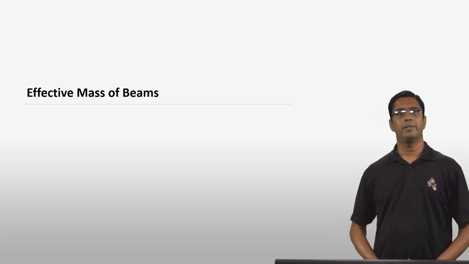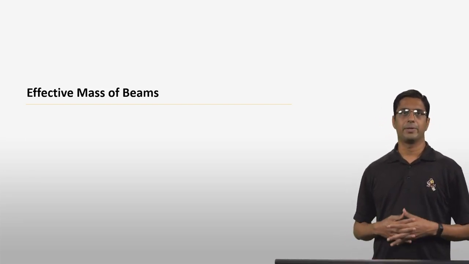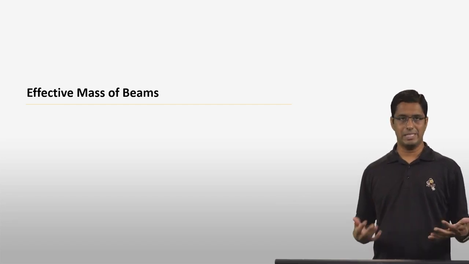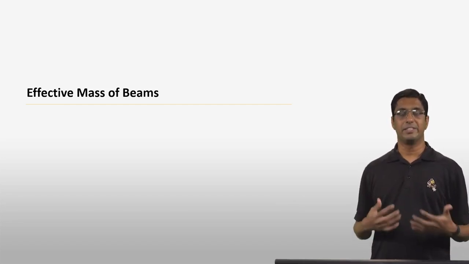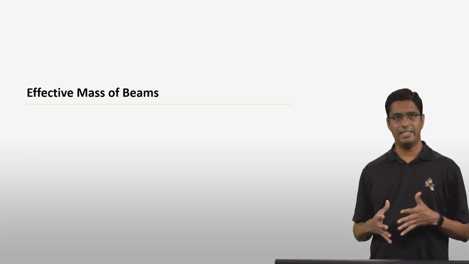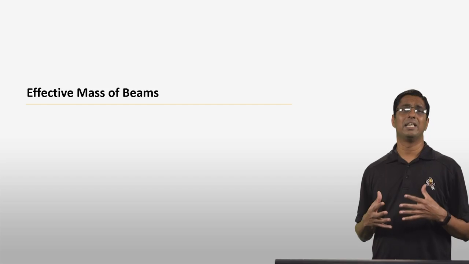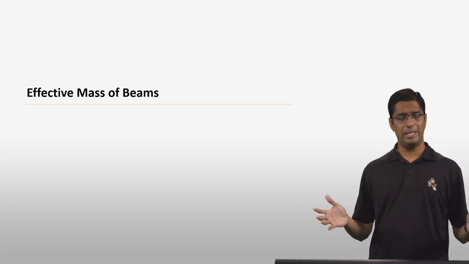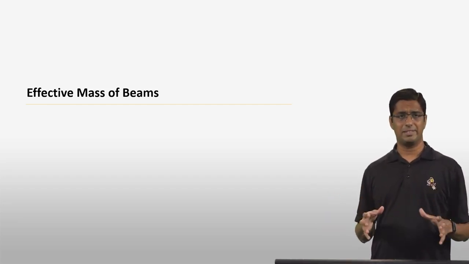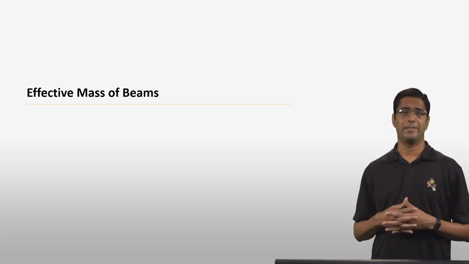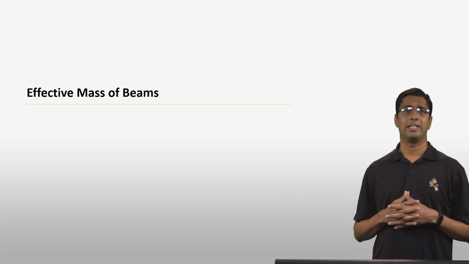Hello, welcome everyone. In today's lecture, we are going to look at a new concept again, which is called the effective mass of beams. Previously, we have looked at the effective stiffness of beams, so it is kind of a related concept. And again, the reason for doing this is that we can reduce a continuous system like a beam into a discrete system, and then essentially we can use the single degree of freedom system equations that we have derived to actually look at the vibrations.